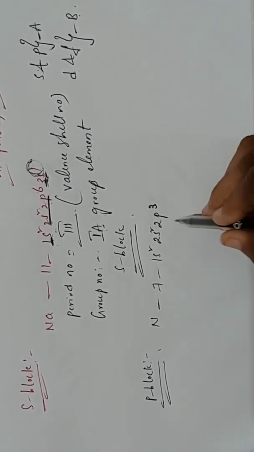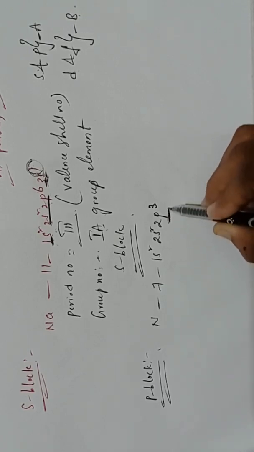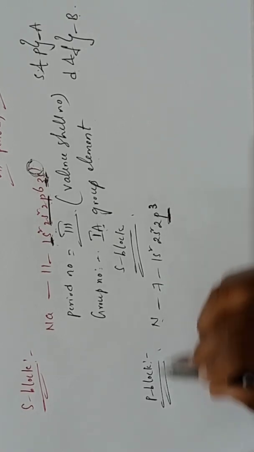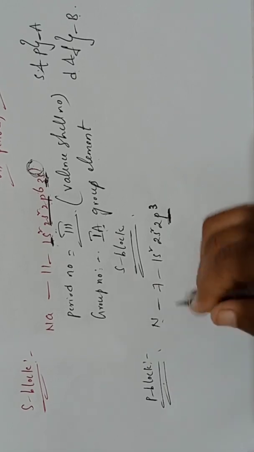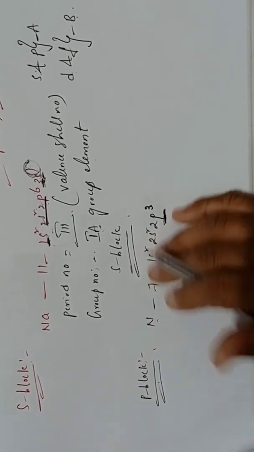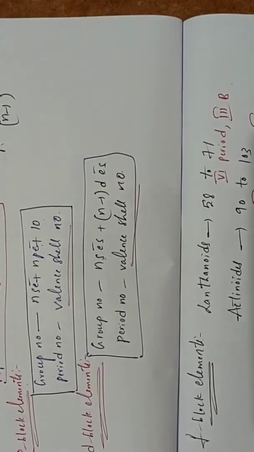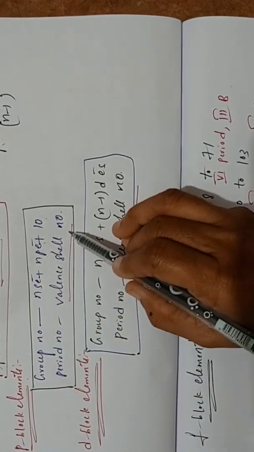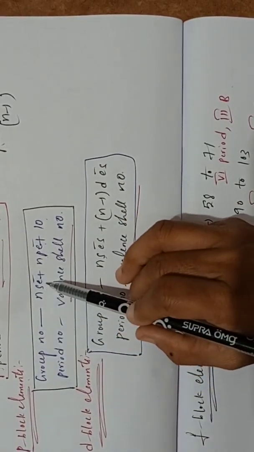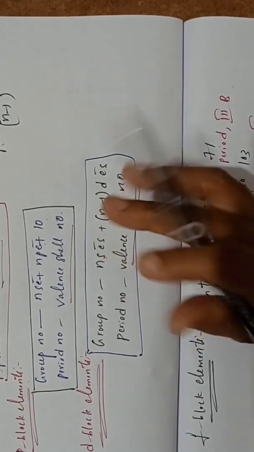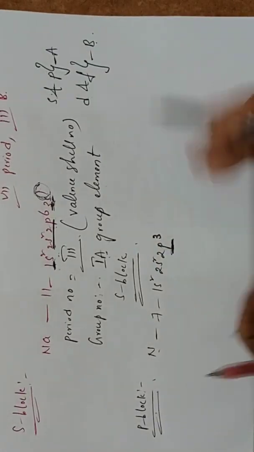Why are we calling it p block, students? Last which orbital is there? P orbital. That's why the nitrogen element belongs to the p block. Now in p block, what is the trick, students? What is the period number and group number? I told you, period number is equal to valence shell number, group number is equal to ns electrons plus np electrons plus 10.